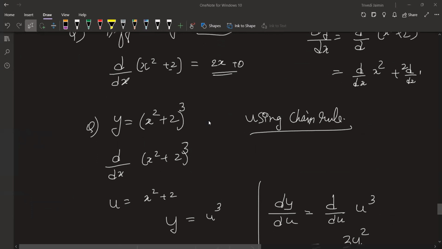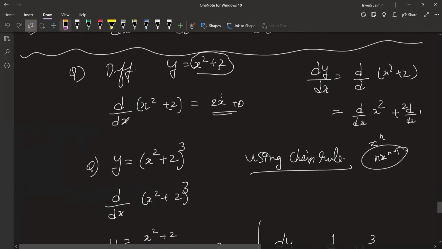Then with the first rule formula, x to power n means n into x to power n minus 1. This is what we are going to use. So we got the answer as 2x. X to power n, n is 2 here, 2 minus 1, 1. And differentiation of a constant is 0. So by this, we used 2-3 rules here.